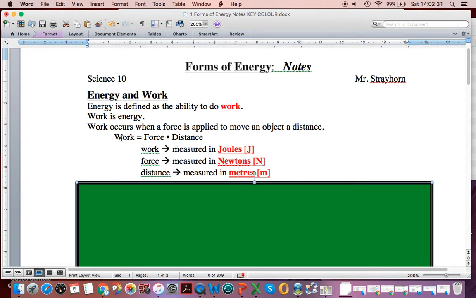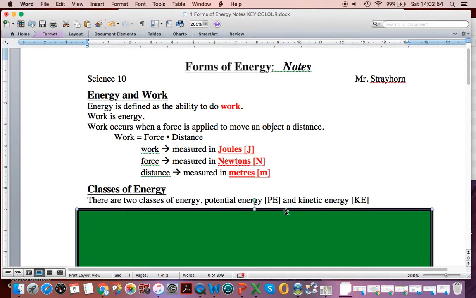So we have the work formula. Work equals force times distance. So let's go through what these things mean. Work is measured in joules. Since it's named for a dead person, it gets a capital J for its units. Force is measured in newtons, named after Isaac Newton, capital N. And distance must be in meters.